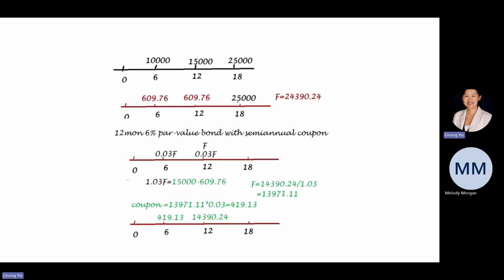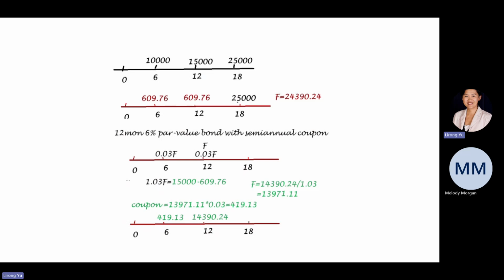So the actual cash flow at time 12 is 1.03 F. That's supposed to equal the remaining portion we want to pay at 12 months. That allows us to calculate the F. Once you have the F, times the coupon rate, 0.03, gives you 419.13.